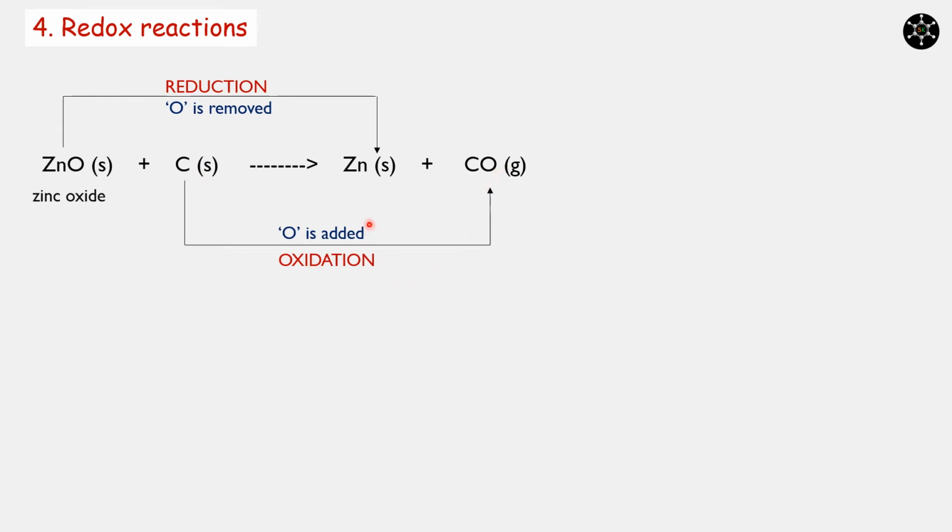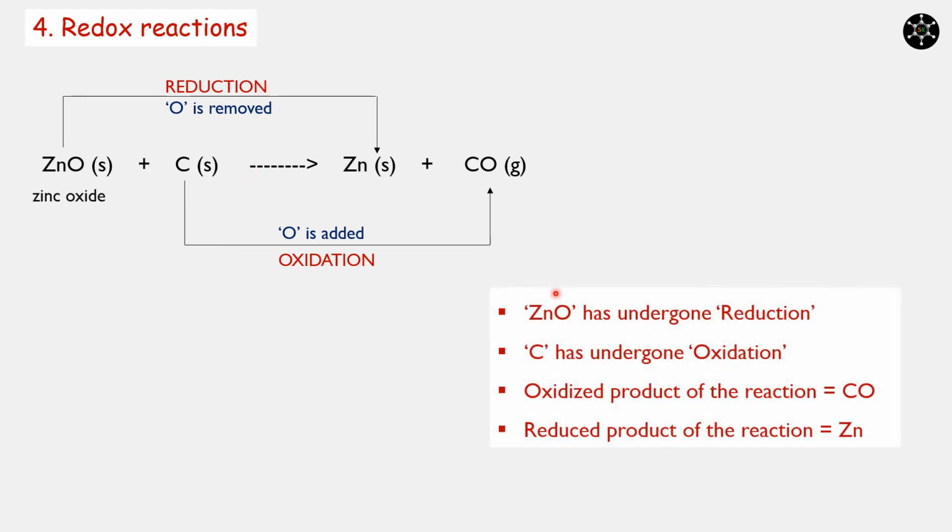Since we have both oxidation and reduction, this is also an example of a redox reaction. In this reaction, zinc oxide has undergone reduction, carbon has undergone oxidation. The oxidized product of the reaction is carbon monoxide. The reduced product of the reaction is zinc.